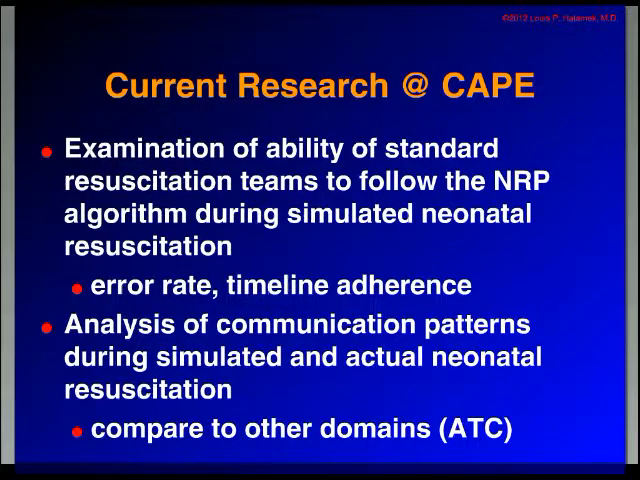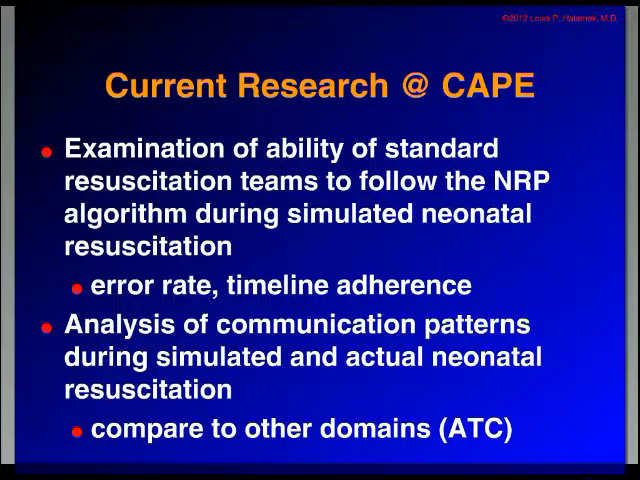We are about ready to write a protocol to look at the ability of standard resuscitation teams, a standard two-person resuscitation team, to follow the NRP algorithm during standardized simulated neonatal resuscitation. Again, we want to look at error rate. We want to look at timeline adherence. We put a lot of things into the NRP algorithm that are timed. And while the interventions themselves are evidence-based, the timing of those interventions, the amount of time we give people, is not so evidence-based. And so the question that we want to ask is, can the standard two-person team actually do the things they need to do in the time increments that are prescribed in the algorithm?